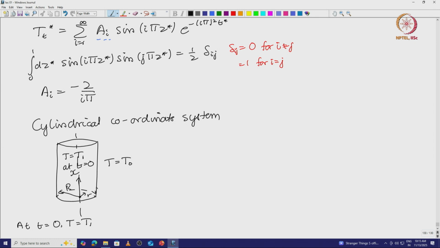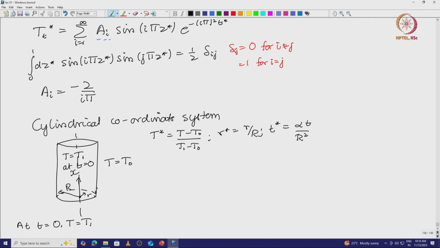So, I can scale T star is equal to T minus T naught by T1 minus T naught, and r star is equal to r by R. These are the standard scalings for a finite system. This implies that the time scale will be alpha t by R square. The time it takes for thermal diffusion over a distance comparable to R is R square by alpha. So, you scale temperature and time by that coordinate.